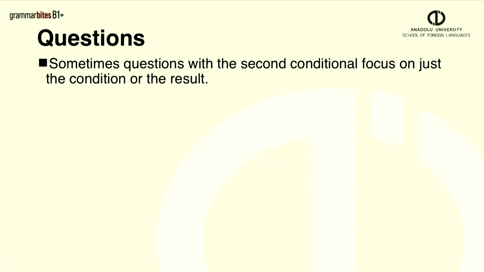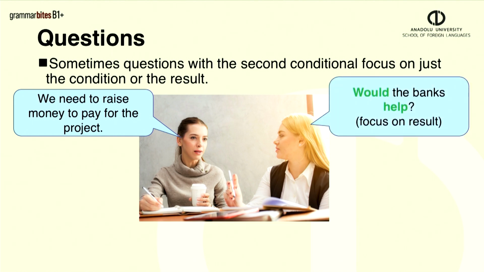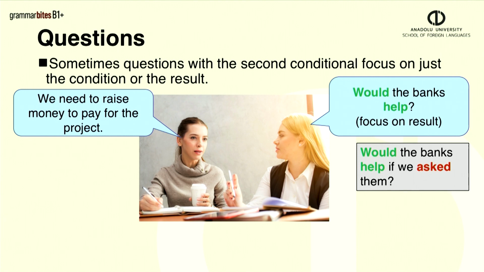In questions, sometimes with the second conditional, we only use half of the sentence, either to focus on the condition or the result. Here's an example with a conversation. We need to raise money to pay for the project. The other lady responds, "Would the banks help?" Here she is focusing on the result. The full question would be, would the banks help if we asked them?